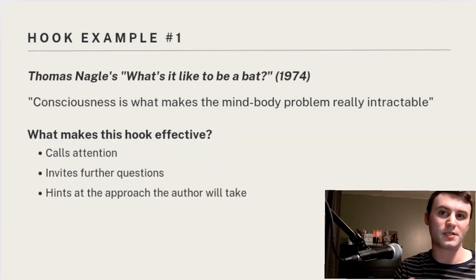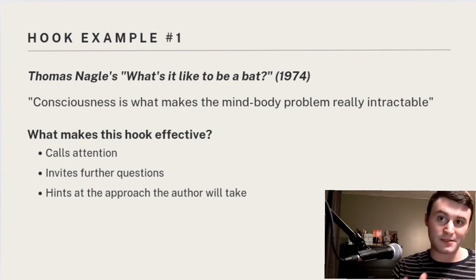We'll start with Thomas Nagel's What's It Like to Be a Bat? This was a major essay in the philosophy of mind. And here's the first sentence of Nagel's paper. Consciousness is what makes the mind-body problem really intractable. Intractable means difficult to solve, but more importantly, it also means difficult to know even where to begin if you want to try and solve something.